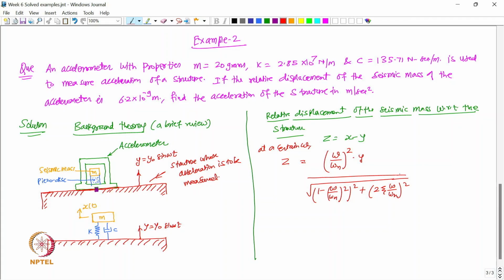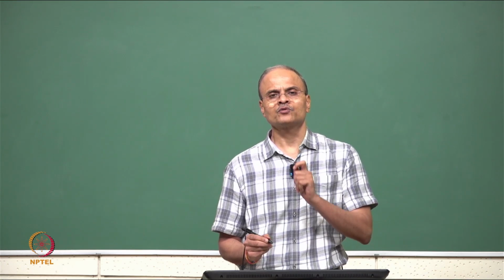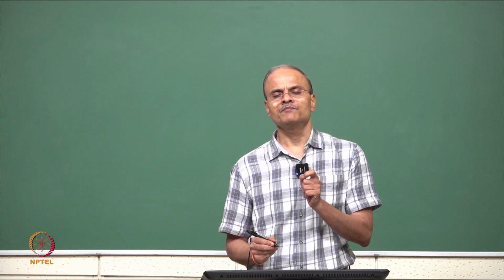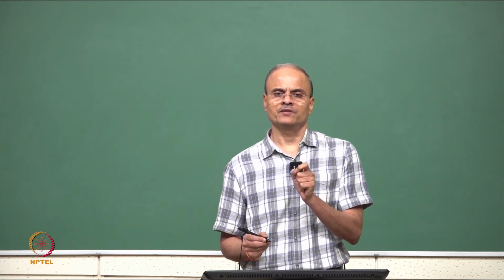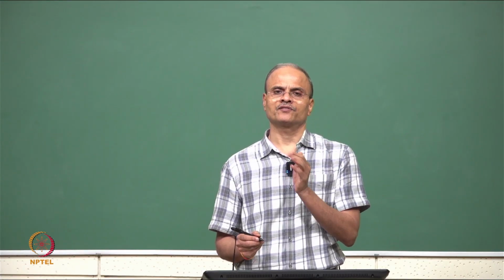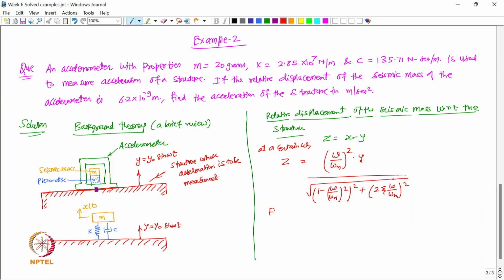This is the expression we got, and we also discussed in the lecture classes that an accelerometer has to satisfy the condition that its natural frequency must be much larger than the frequency for which you are trying to measure the acceleration, right. So for an accelerometer, omega n, the natural frequency of the accelerometer, should be much larger than the frequency omega corresponding to the excitation for which it is trying to measure the acceleration, and omega n is the natural frequency of the accelerometer, not of the structure.